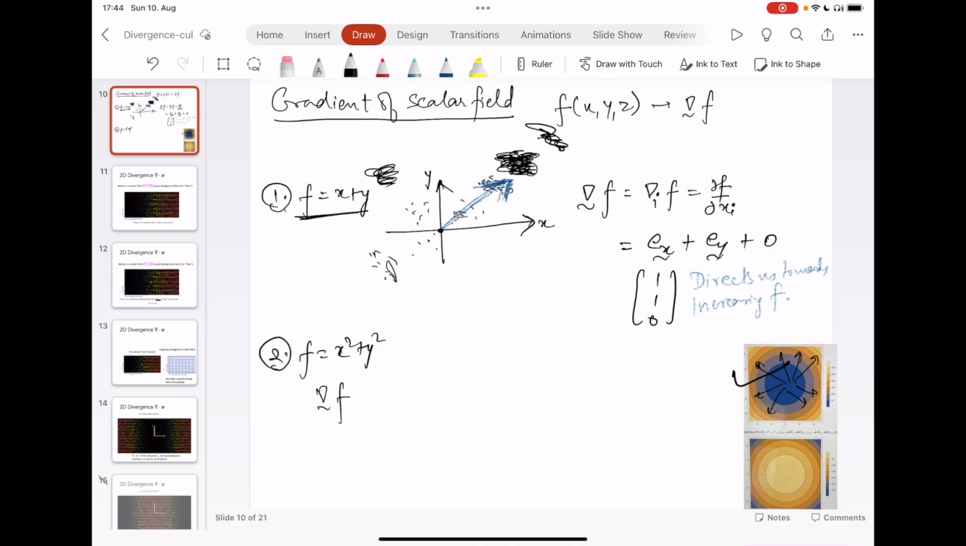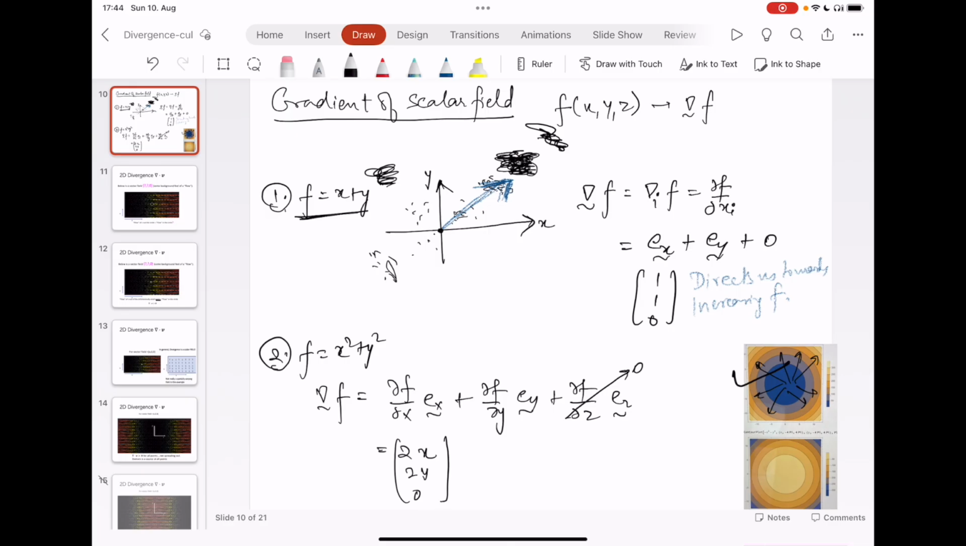Let us evaluate grad f. This would turn out to be dou f by dou x ex plus dou f by dou y ey plus dou f by dou z ez. The z term does not matter because there's no z component here. So we get 2x, 2y, and 0, if you want to write it in your well-known vector form.